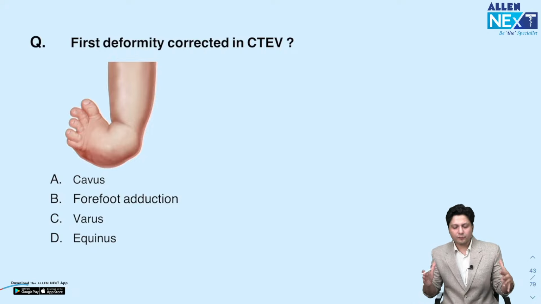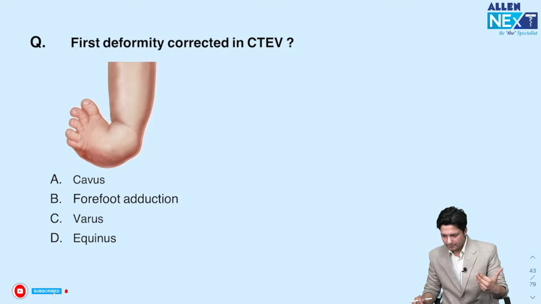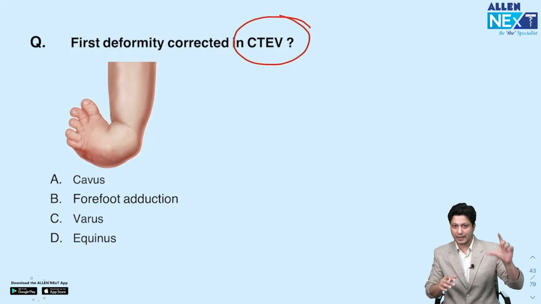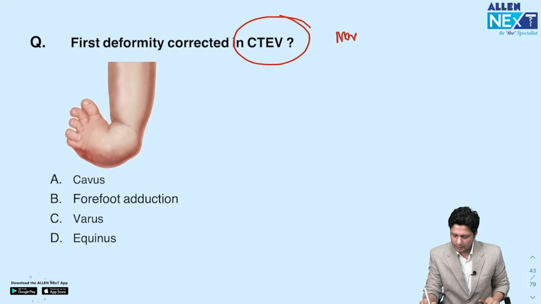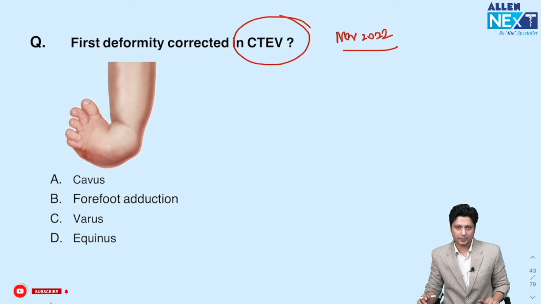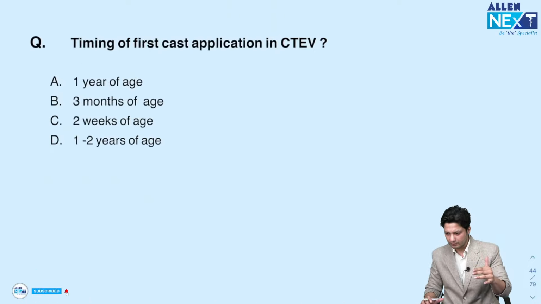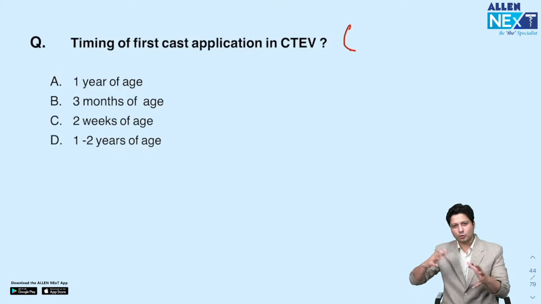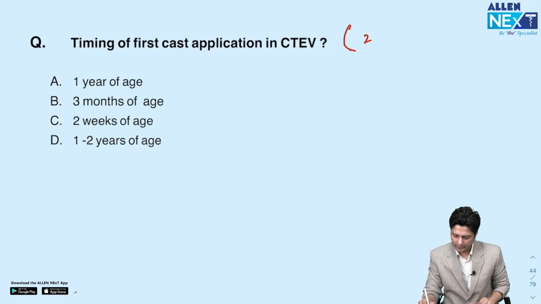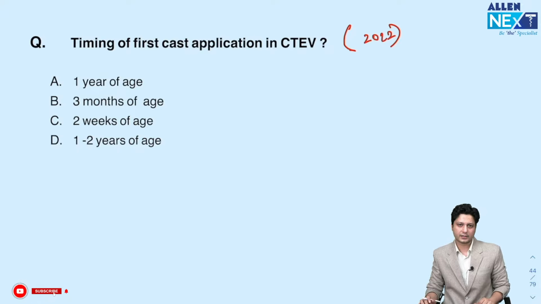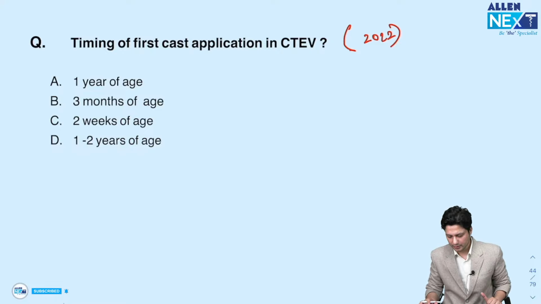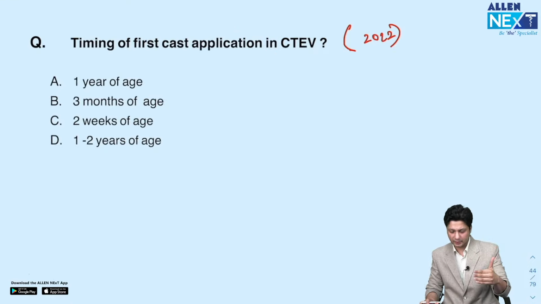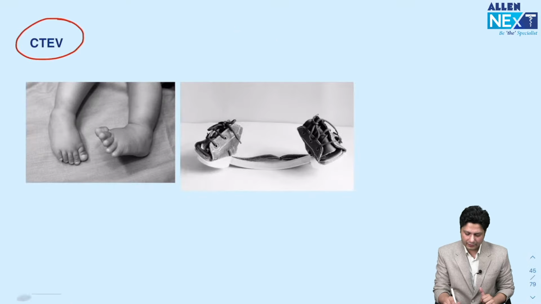All right, so first, the deformity which gets corrected first in CTEV. What is the name of the first deformity that gets corrected in CTEV? That is a question which was asked in November 2022. Again, they have asked a question related to CTEV. Next is the timing of first cast application in CTEV. There were 2 frames of the question which were asked related to this, and the same 2022 this question was asked in the INI-CET examination. There was another question related to pediatric orthopedics, but let's have a discussion on CTEV itself.